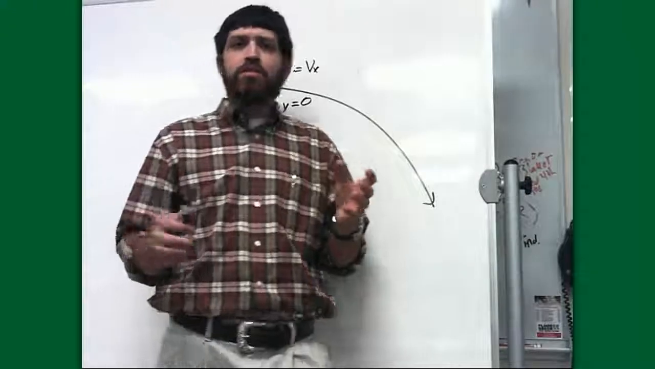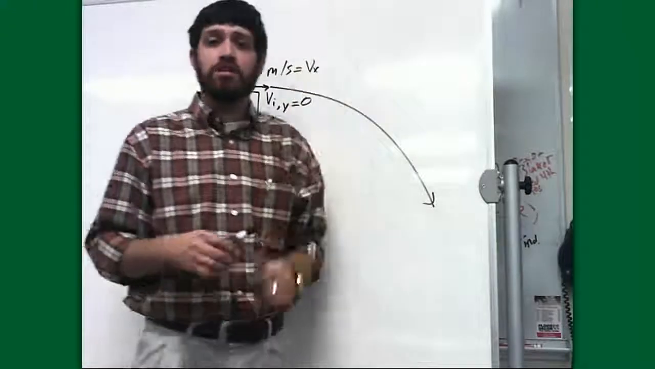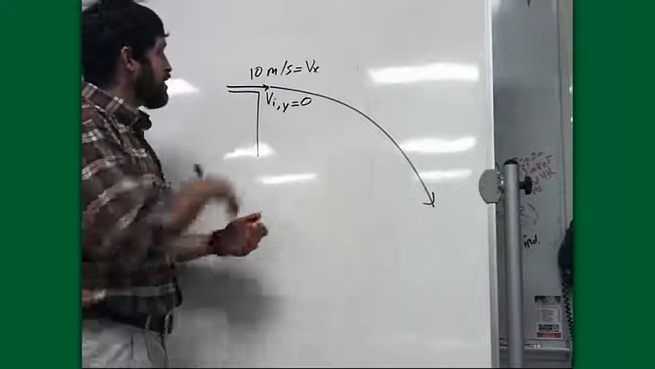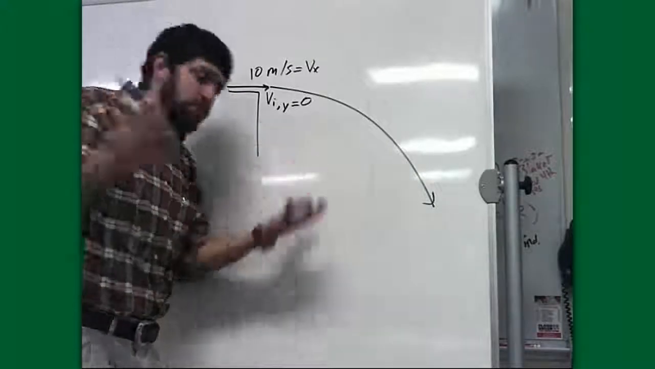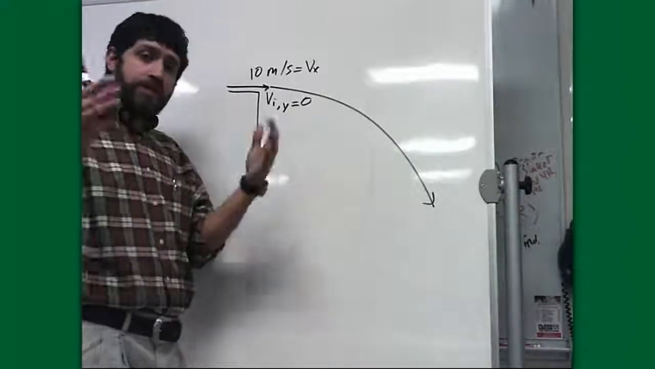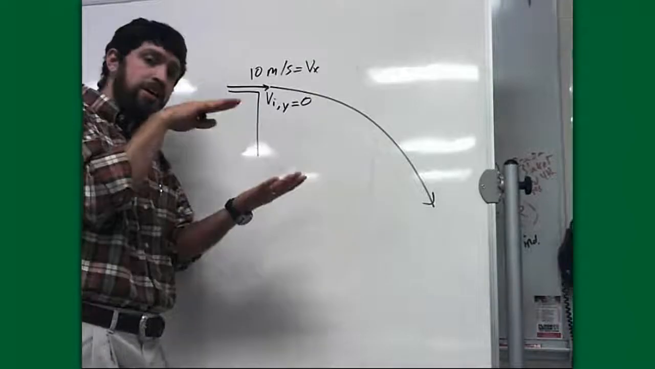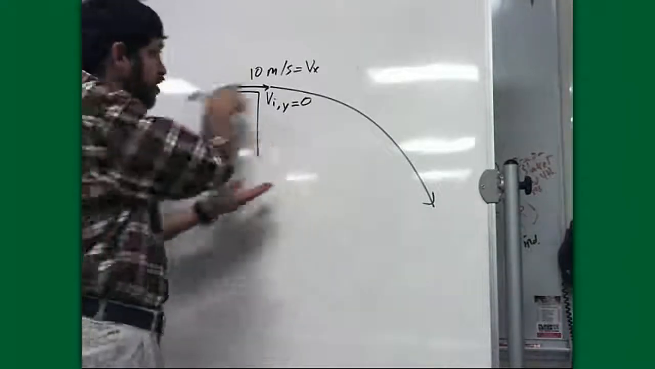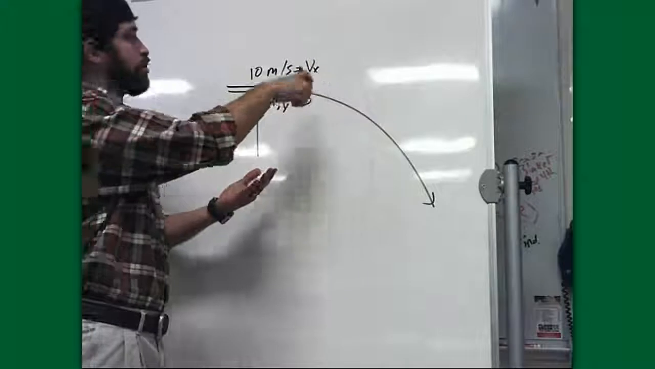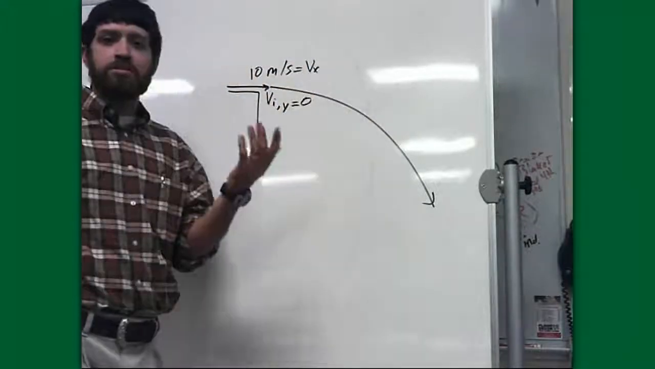Up till now in this course, we've been talking about horizontally launched projectiles. That's a projectile that leaves a person's hand or a cliff or whatever it is. Whatever is going on, the projectile's velocity initially is all in the horizontal direction. So we would call that Vx. Say it's 10 meters per second.